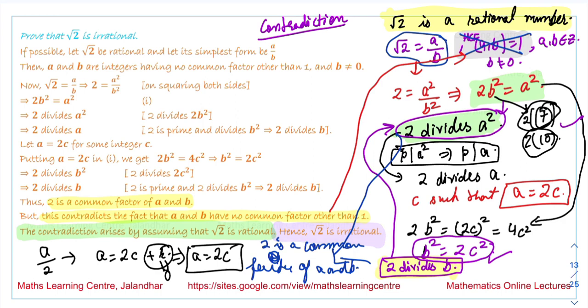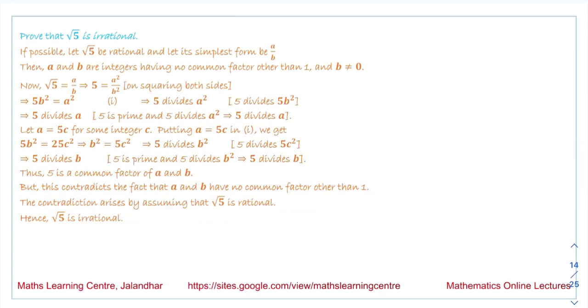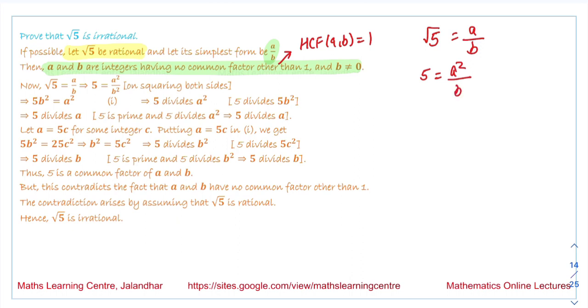Next we have to prove that root 5 is irrational. Again we assume that root 5 is a rational number. Then we can write it in the form a by b, where a and b are integers having no common factors other than 1, and b is not equal to 0. It means HCF of a and b is equal to 1. So root 5 is equal to a by b. If we square these terms, we get 5 is equal to a square by b square. This means a square is equal to 5 times b square.